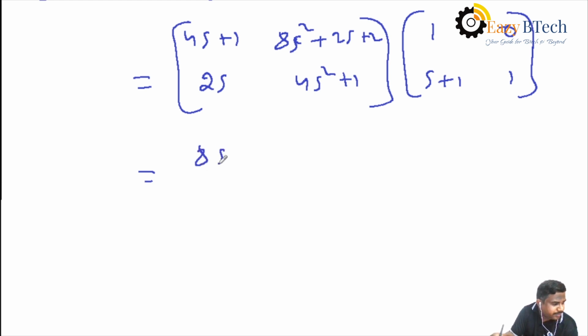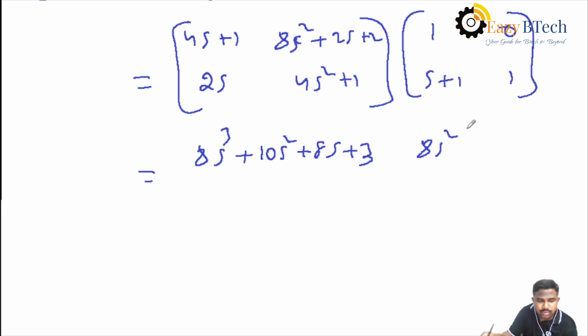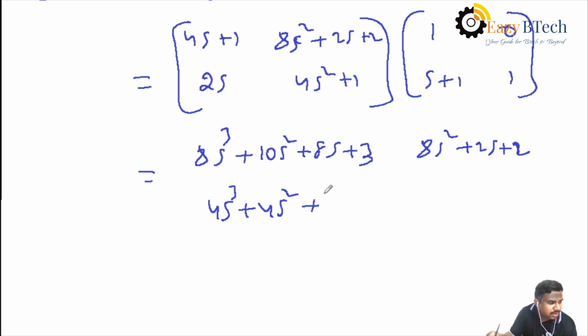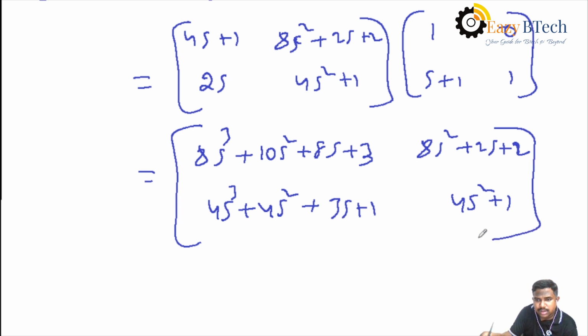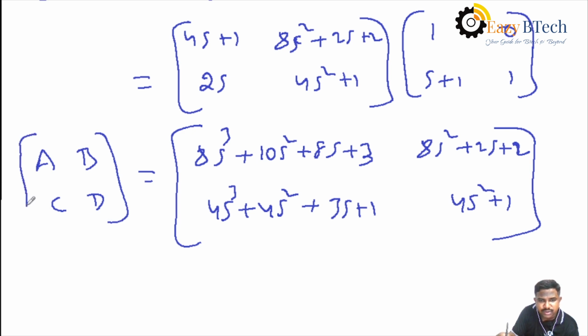Then you will get A as 8s cube plus 10s square plus 8s plus 3, and B value 8s square plus 2s plus 2, and C value 4s cube plus 4s square plus 3s plus 1, and D value 4s square plus 1. Okay, these are the ABCD parameters of the complete cascade interconnected circuit or network.